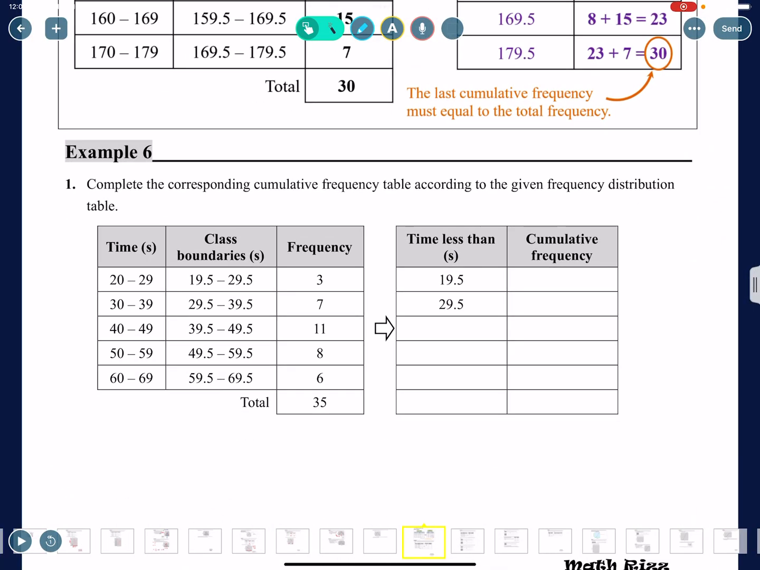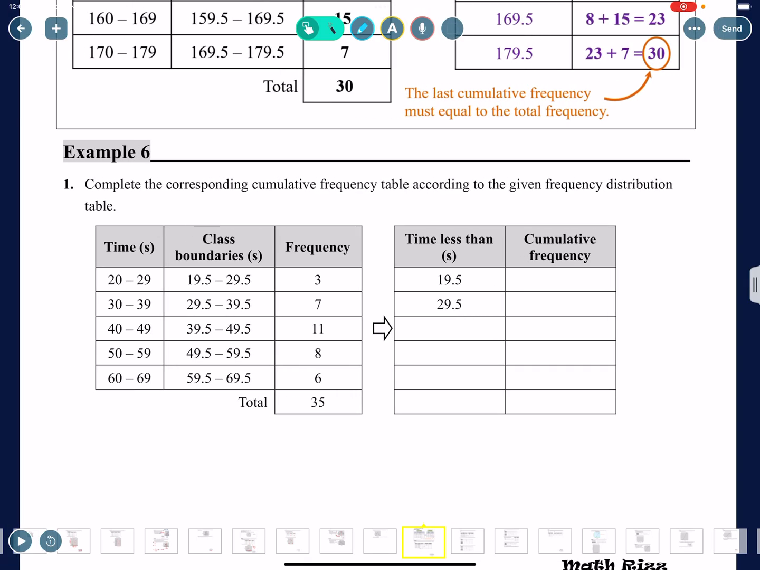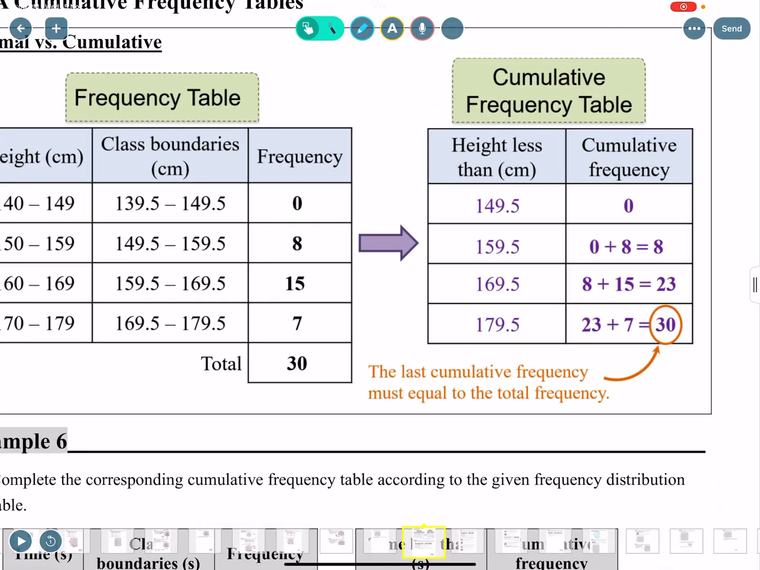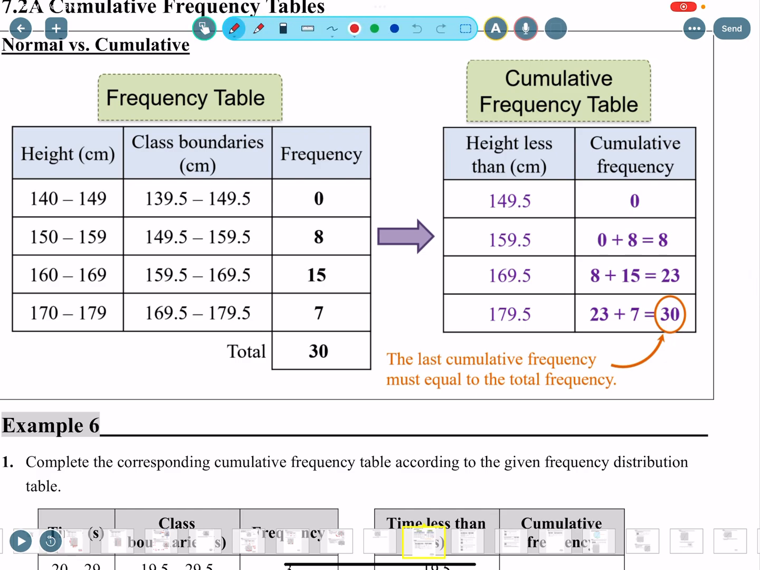Anyways, the difference between a cumulative and a normal frequency table is that a normal frequency table is more understandable to you. So you know that 8 people belong to a height of 150-ish, 15 for 160-ish, and so on. Cumulative is usually used to measure the total, or to include something before that.